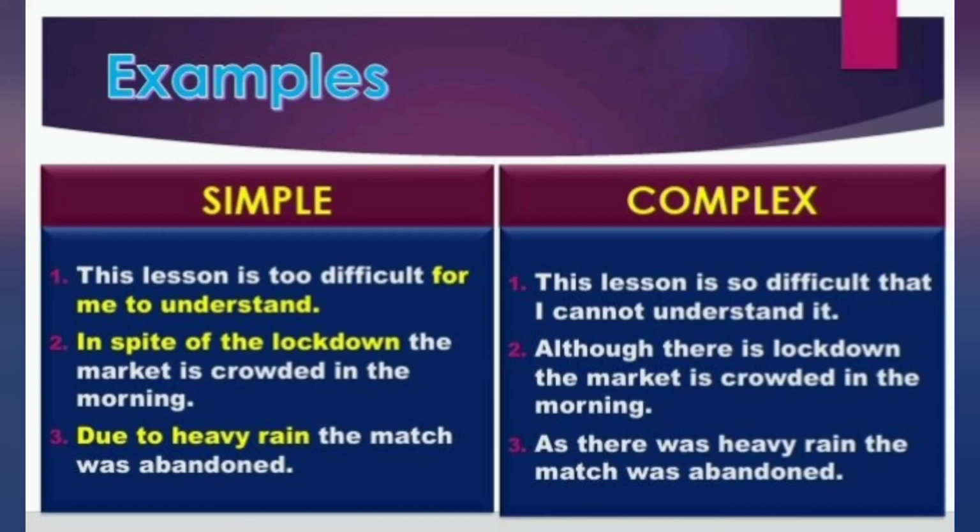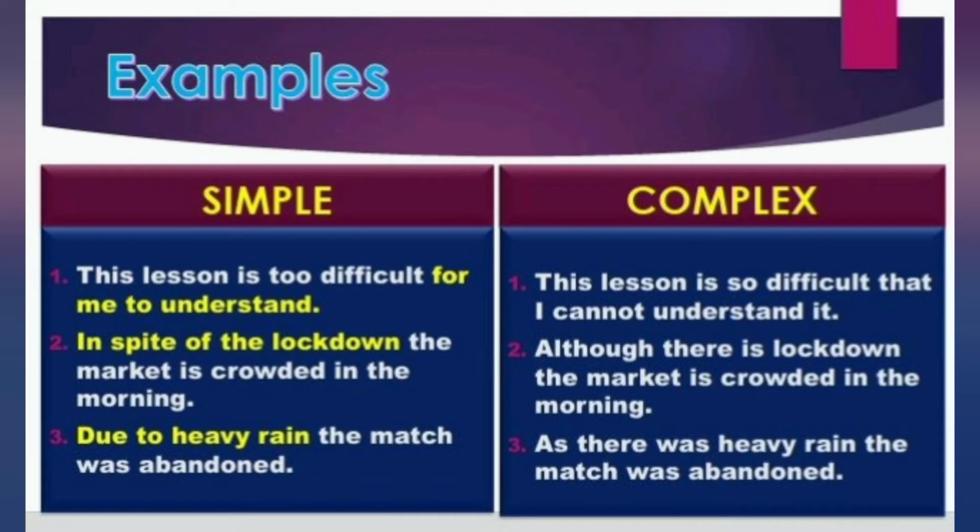First one: this lesson is too difficult for me to understand. Here, let us take the phrase for me to understand. From this phrase, we can develop a clause. From the word me we can develop a subject I, and to understand we can say cannot understand it. Therefore, for me to understand, in this place we are developing a clause: I cannot understand it. In this type of sentence, for the to phrase, we have to use a negative form in the complex sentence.